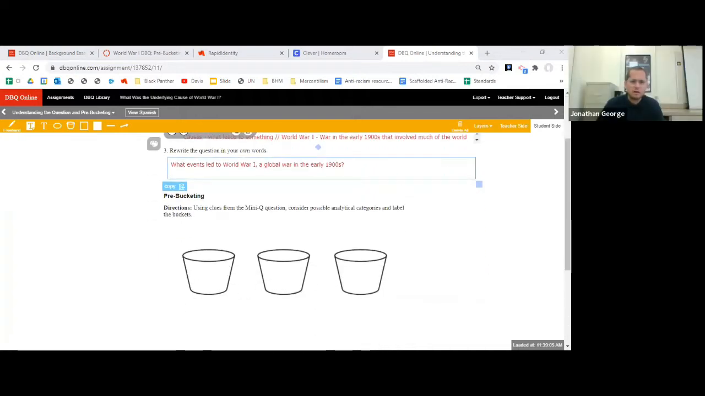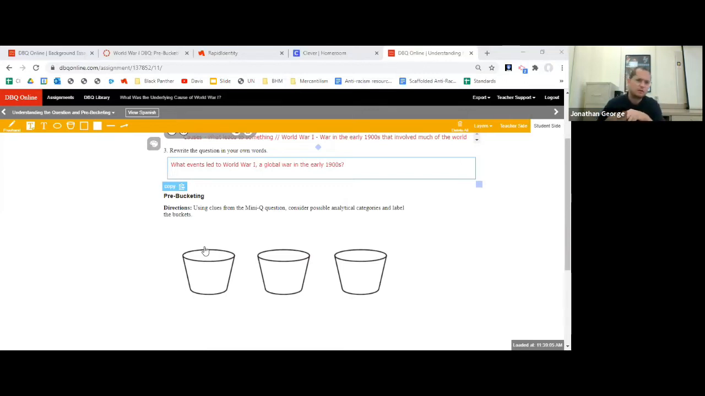Okay, here we go. Let's move on to the next part. Okay, pre-bucketing. Now, here's what we're going to do. I want you to label these and just follow along with what I'm doing here. I'm going to give you these buckets, these categories, in advance. In a way, these are some of the causes that I want to explain and I want you to research and look into a little bit.